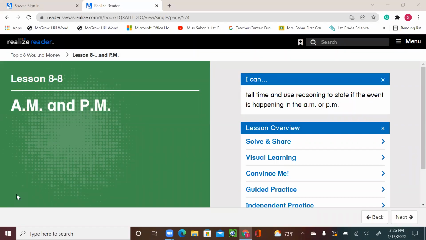Hello, second grader. Welcome to a new math lesson. We're still in topic 8, and today is the last lesson for our topic. In this topic we learn and deal with currency like money, dollars, coins, dollar bills, and we also learn and use the hours and the time using before and after, and 5 minutes before or 5 minutes after.